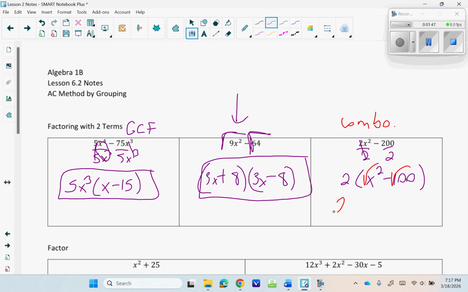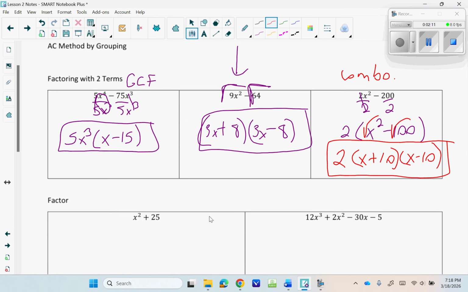Okay, and so when we do that, we're again going to break it up. Anytime we take the square root, we're going to do 1 plus and 1 minus. So this is going to be x squared becomes x and x. And 100, square root of 100 is 10, becomes 10 and 10. So 2 times x plus 10, times x minus 10. Okay, let's go down here.